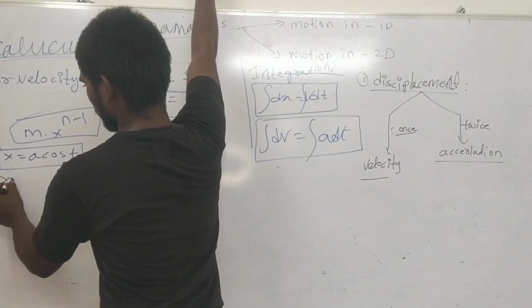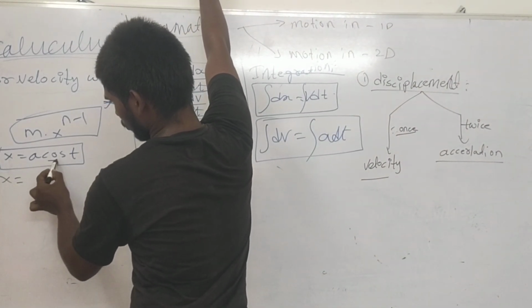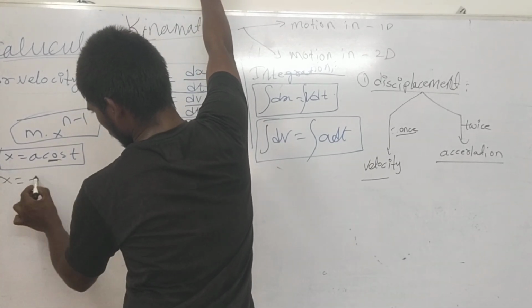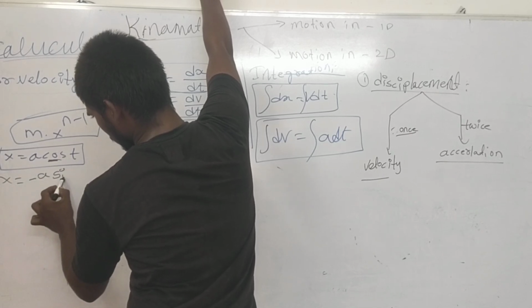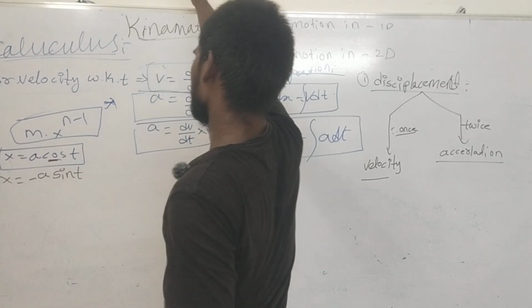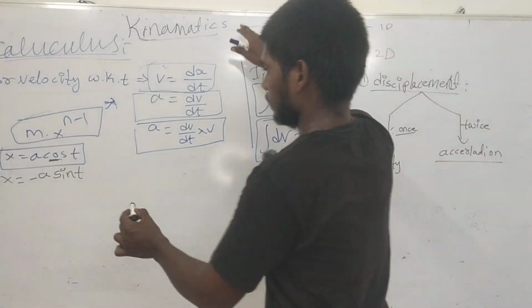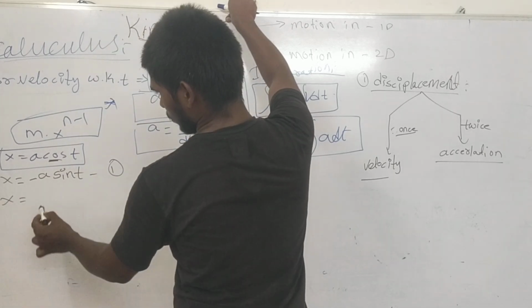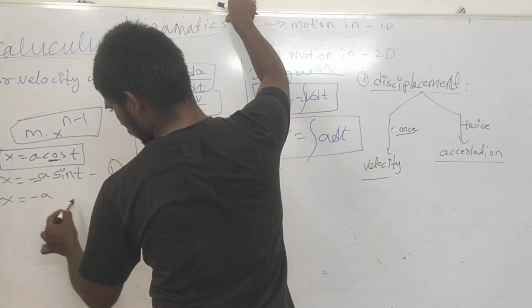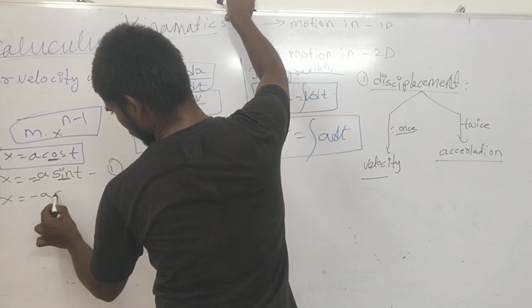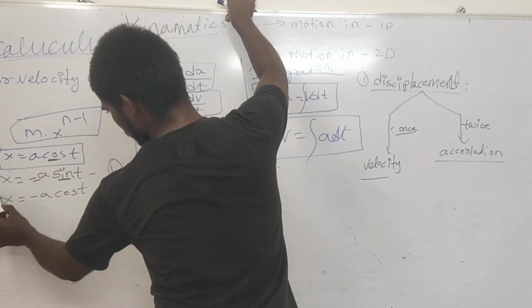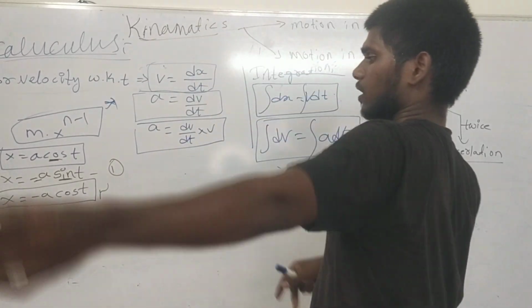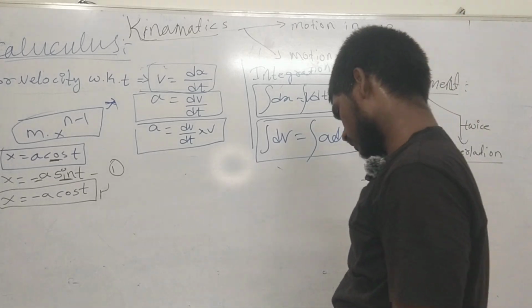If we differentiate a cos t, differentiation gives a minus sign, so minus a sin t. This is the velocity we got. Differentiate again to get acceleration: minus is the same, and sin t becomes cos t, giving minus a cos t. This is the answer.